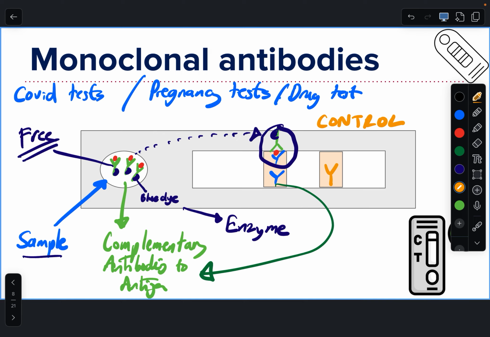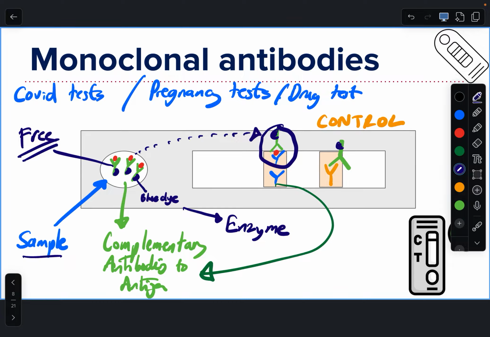And this one is complementary to the complementary antibody. So it's not the antigen, it is complementary to this original antibody, this one here. So it will always bind on there because that one will always be freely moving from the first sample. So that will always move along, and because it's got the blue dye on it, or the enzyme which changes the colour blue, this will show you whether the test works or not.